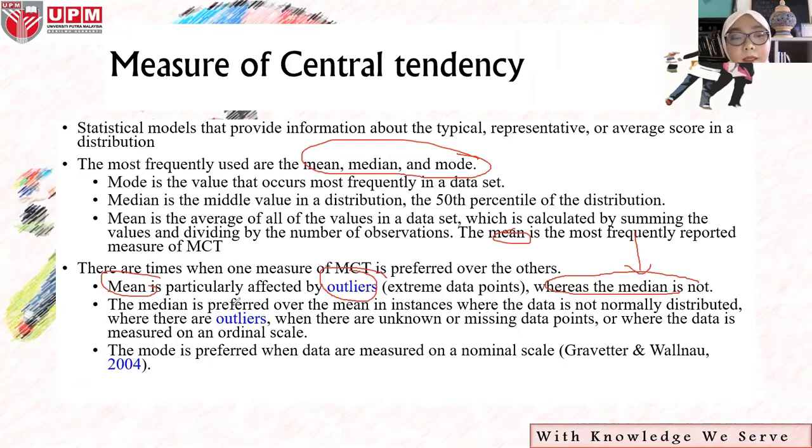The median is preferred over the mean in instances where the data is not normally distributed, where there are outliers, when there are unknown or missing data points, or where the data is measured on an ordinal scale. The mode is preferred when data are measured on a nominal scale. Is this clear? The mean is easily affected by outliers, so if your data are not normal, then you may consider reporting the median instead of the mean.